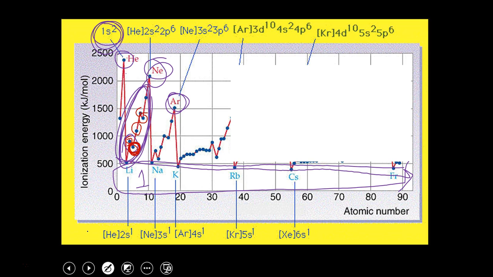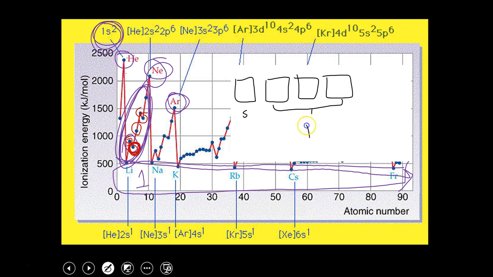If we draw it the other way, so here's your s, here's your p's. So we have hydrogen, helium, lithium. So it dips because that's easier to grab. Beryllium, boron, carbon. That dips because it's easier to grab. Nitrogen, oxygen, fluorine, and neon.